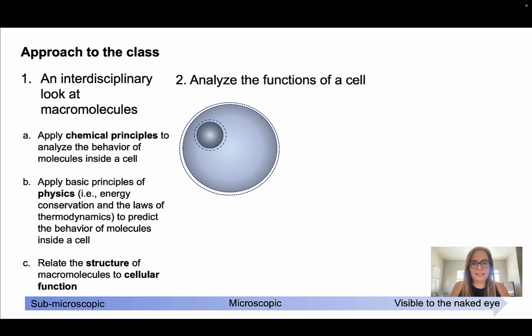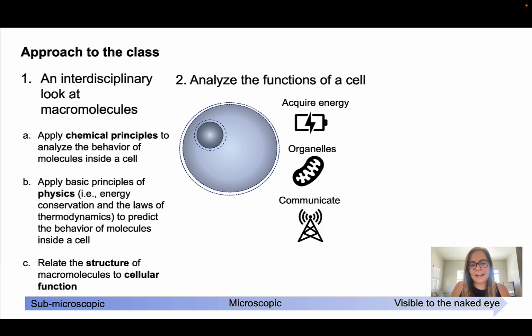We're then going to move into the cell and analyze the functions of a cell. And so a lot of these functions are the traits of living things. So we're going to look at how cells acquire energy, either through the process of metabolism and then in plant cells through photosynthesis. We're also going to look at organelles. Organelles are unique to eukaryotic cells, and these are cells with a nucleus. And we're going to look at the specialized function of organelles. And then we're going to look at how some proteins move through organelles or move out of the cell.